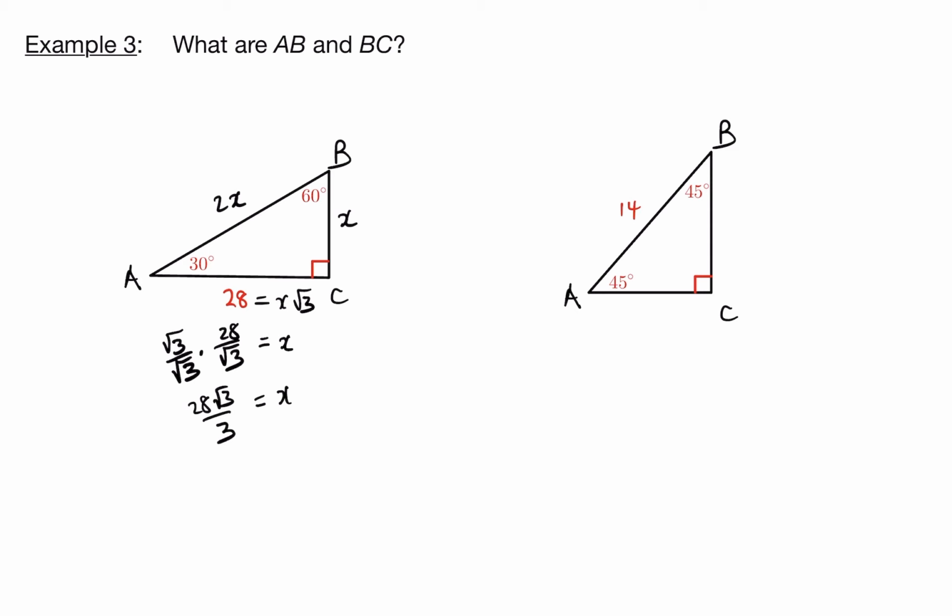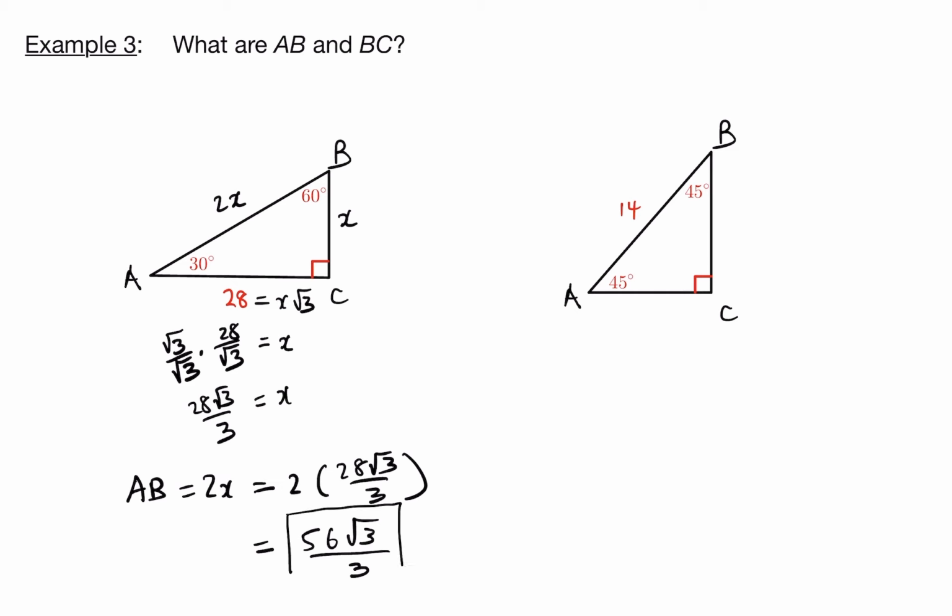Now that we know what x is, to look for the segment AB, that is equal to 2x. So that's going to equal 2 times 28 square root of 3 over 3. And that works out to 56 square root of 3 over 3. So that is the length of AB for this triangle, 56 square root of 3 over 3.